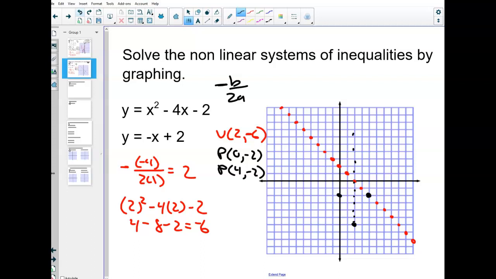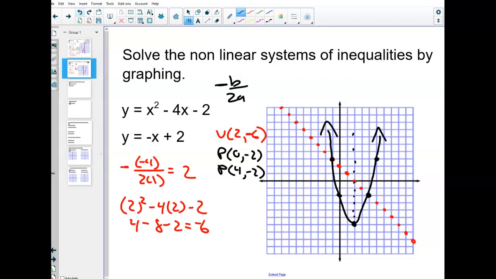So I'm going to plug negative 1 in for x. If I plug negative 1 in, negative 1 squared is 1. Negative 4 times negative 1 is 4. 1 and 4 is 5. 5 minus 2 is 3. So negative 1, 3 hits this point right here. If I want to be perfect with my parabola, 1, 2, 3, 1, 2, 3. And those are the points I need.